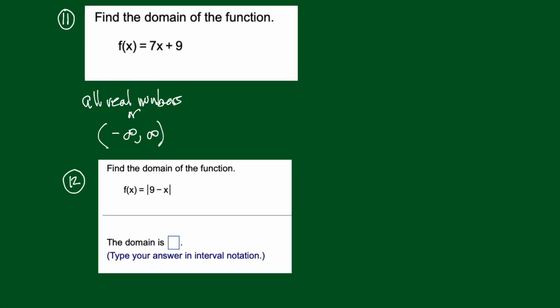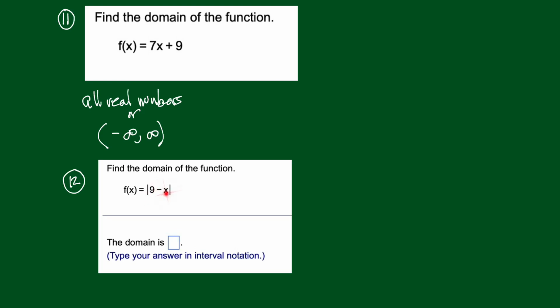In 12, we're going to find the domain of this function right here. Now, it's an absolute value function. So what we're looking for are what numbers can we put in here and then substitute in here and compute. And ask yourself the opposite. Are there any numbers that will make 9 minus x undefined? Like, can we not determine what that is? Well, think of any number. Can you subtract it from 9? Sure, no matter what number you think of, you can subtract it from 9.